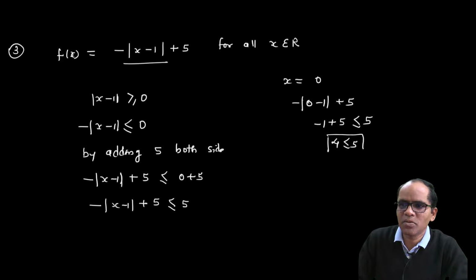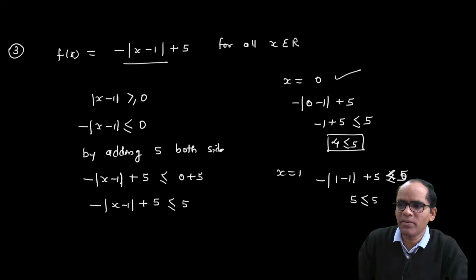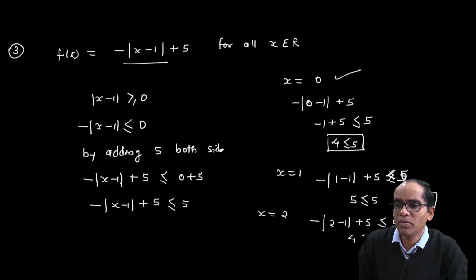This statement is true for x equal 0. Now put the value x equal 1. So this will be minus 0 plus 5, sorry, 5. So 5 is less than or equal to 5. So here 5 equals 5. This statement is also true. Okay, now put one more value, x equal 2. So minus mod 2 minus 1 plus 5 less than or equal to 5. So this value will be what? Here minus 1 plus 5, 4 less than or equal to 5.